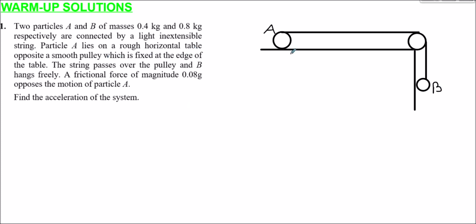Now, it's a string, so we know, or should know at least, that the tension acts away from the objects in question. So acting away from A is T, acting up and away from B will also be a tension in the string. We're told as well about the weights of these. Well, we're not, but we sort of are. The mass of A is 0.4 kilograms, I mean to say, so its weight is 0.4g. In the same way, the mass of B is 0.8, so this one's weight will be 0.8g.